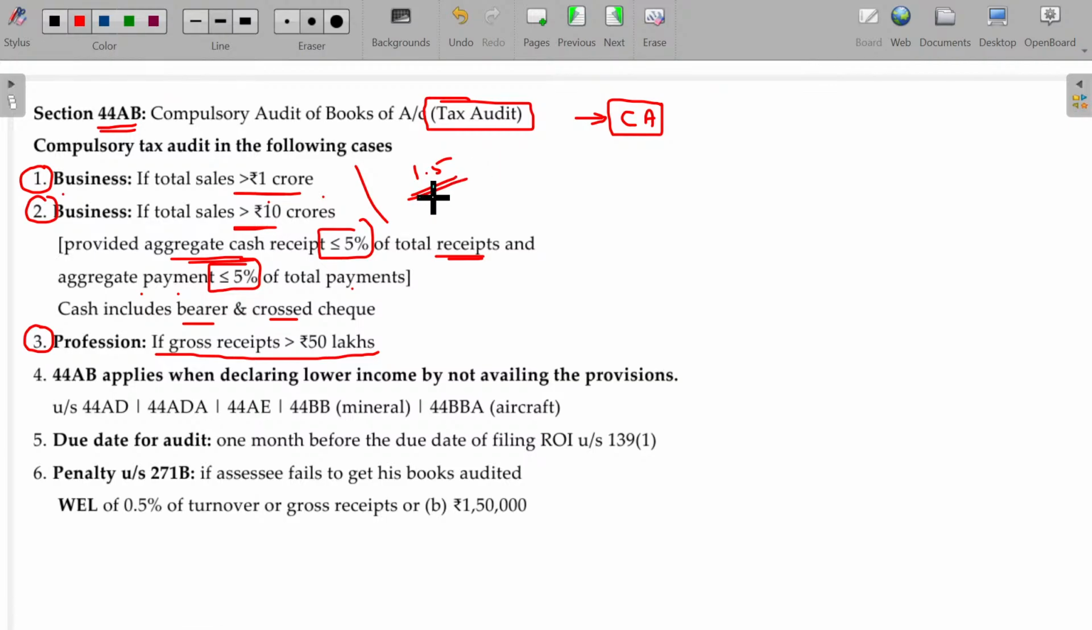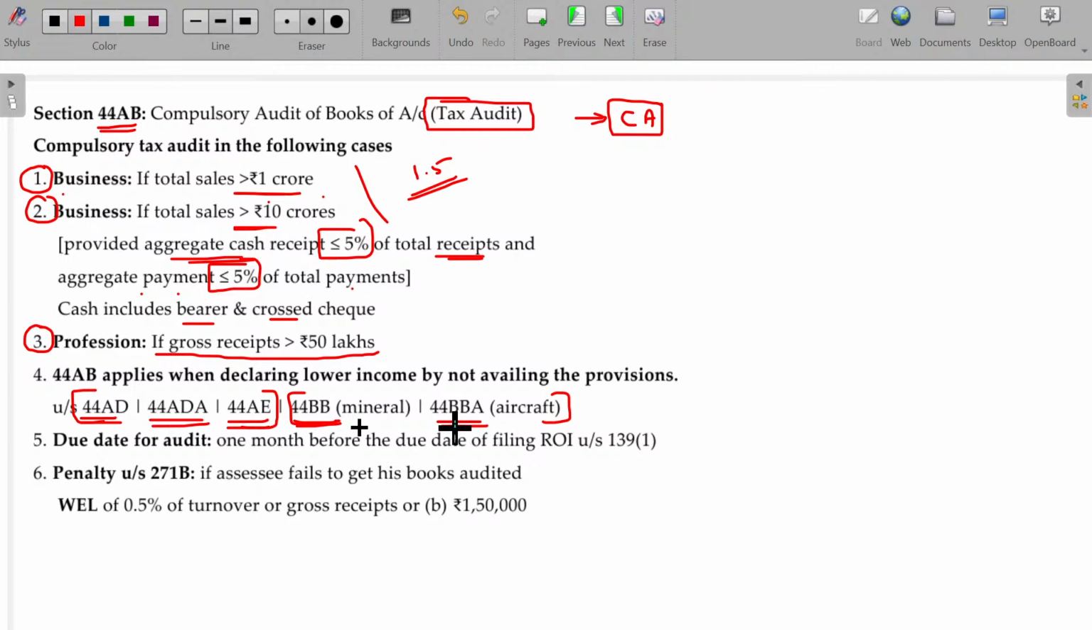From 1 crore, make it 2 crores also. Up to that period, you need not get your books of accounts audited, and you need not maintain the complete books of accounts in detail. If you add 44AD, 44ADA and 44AE, these three sections are applicable at the initial level, and 44BB and 44BBA will be applicable at the final level. For that, of course, under section 44AB, tax audit is not required.